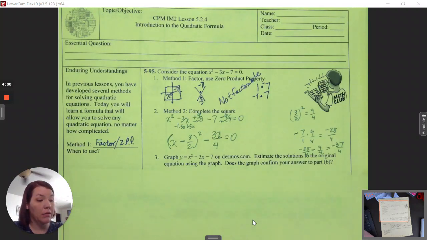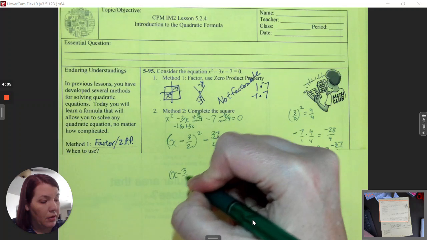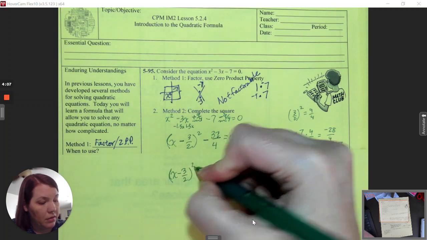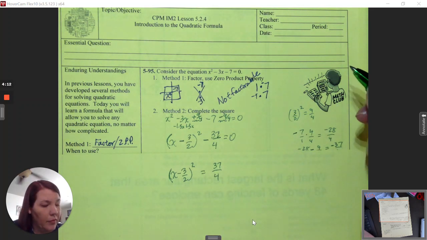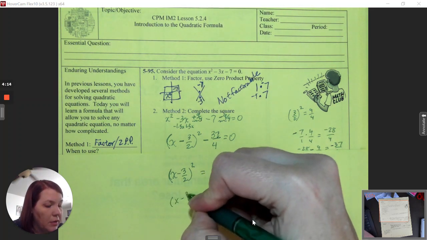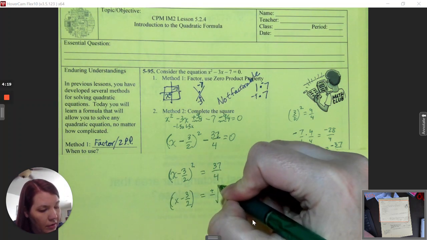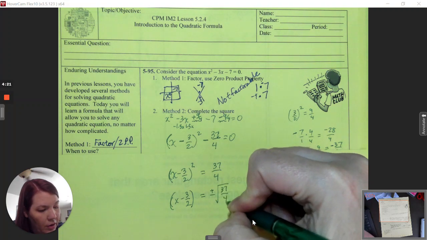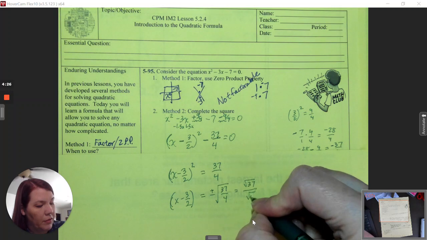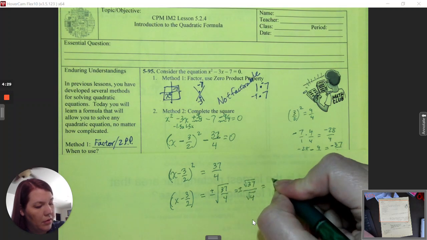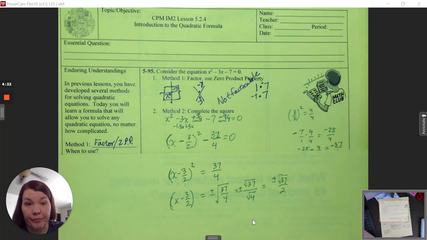So I will continue on this part. And so I have x minus 3/2 squared equals 37/4 by adding that to the other side. Then I'm going to take the square root. x minus 3/2 equals plus or minus radical 37/4, and I take the square root of a fraction by taking the square root of the numerator over the square root of the denominator. Get plus or minus radical 37 over 2. Okay.